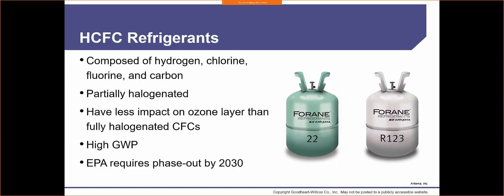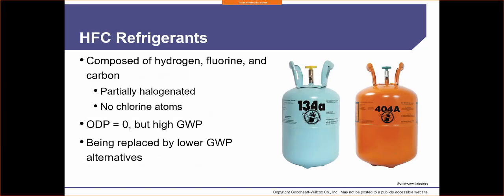So then, after R12 became HCFC refrigerants, composed of hydrogen, chlorine, fluorine, and carbon. So we still have a little bit of chlorine in there. Partially halogenated. They have less of an impact on the ozone layer than fully halogenated CFCs, high GWP, and then EPA requires phase out by 2030. So EPA by 2030 says no more R22. I think we'll honestly run out of R22 by that point, but you know, we'll see.